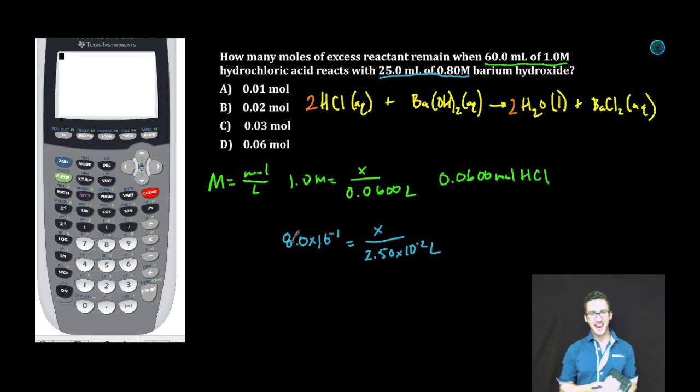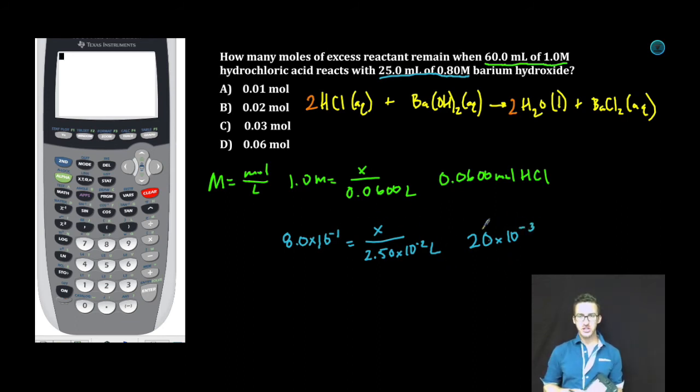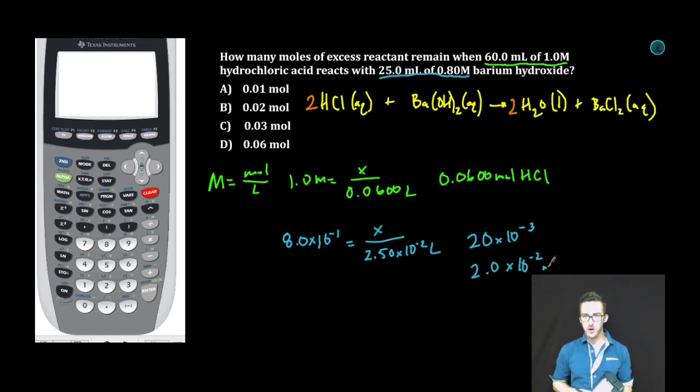So what's 8 times 2.5? Hopefully you can come up with 20 times 10, and then we add our exponents. Negative 1 plus negative 2 is negative 3. Convert that to correct scientific notation, we get 2.0 times 10 to the minus 2. Those are our moles of BaOH2.